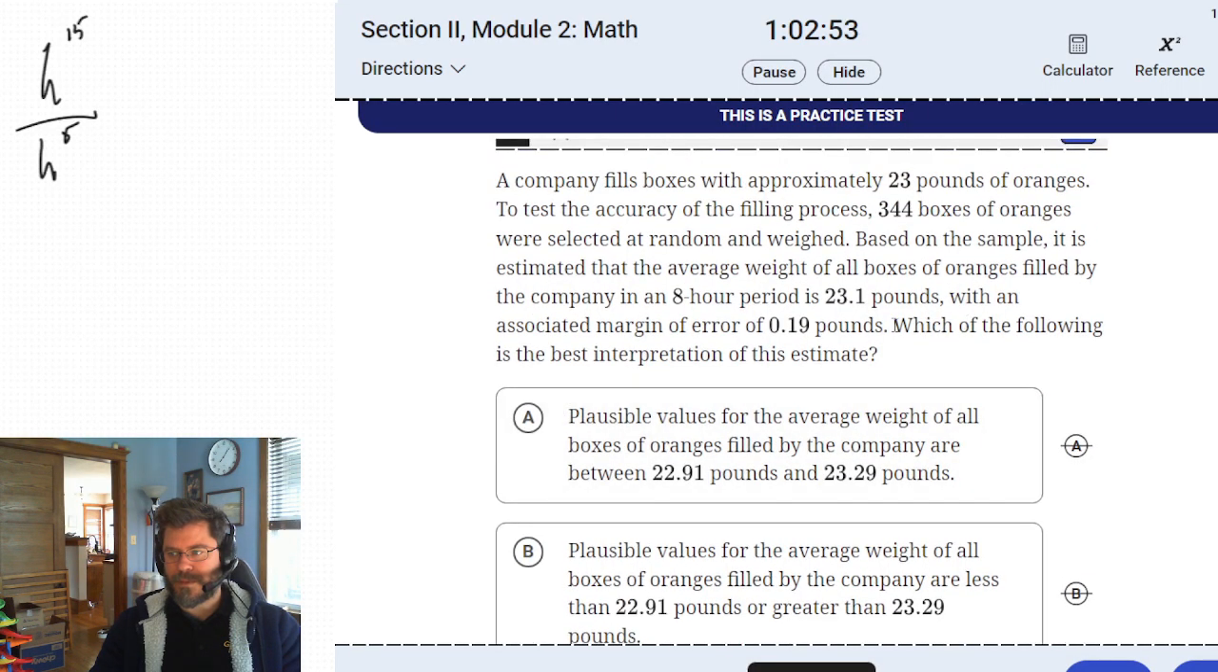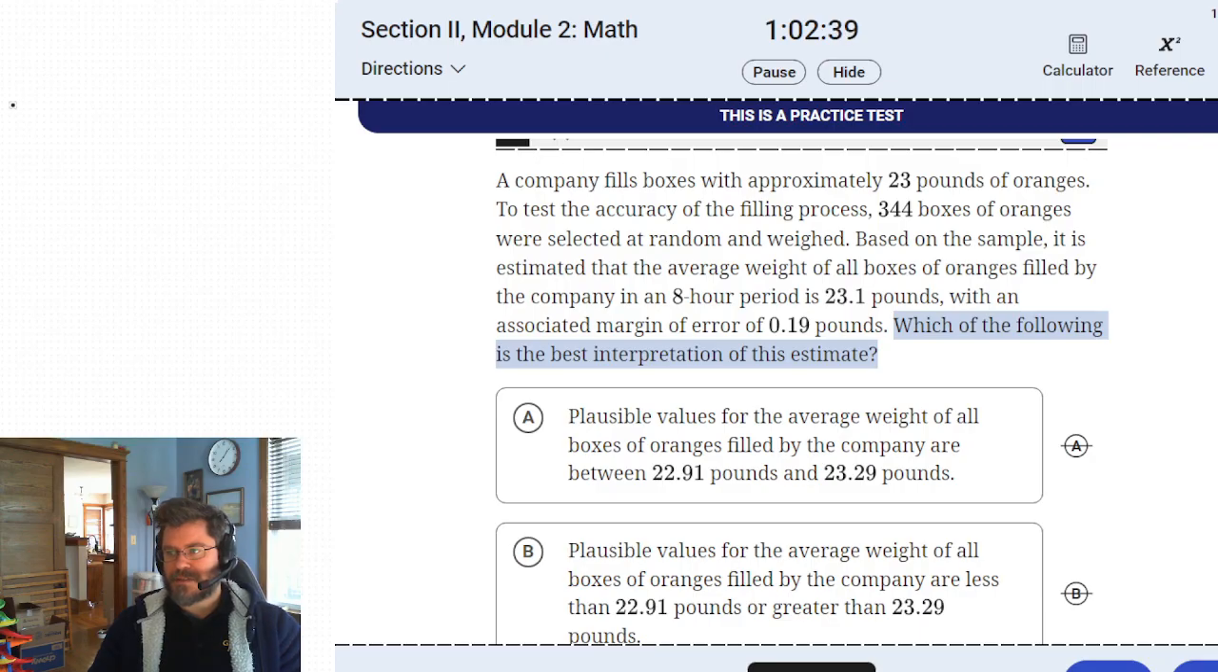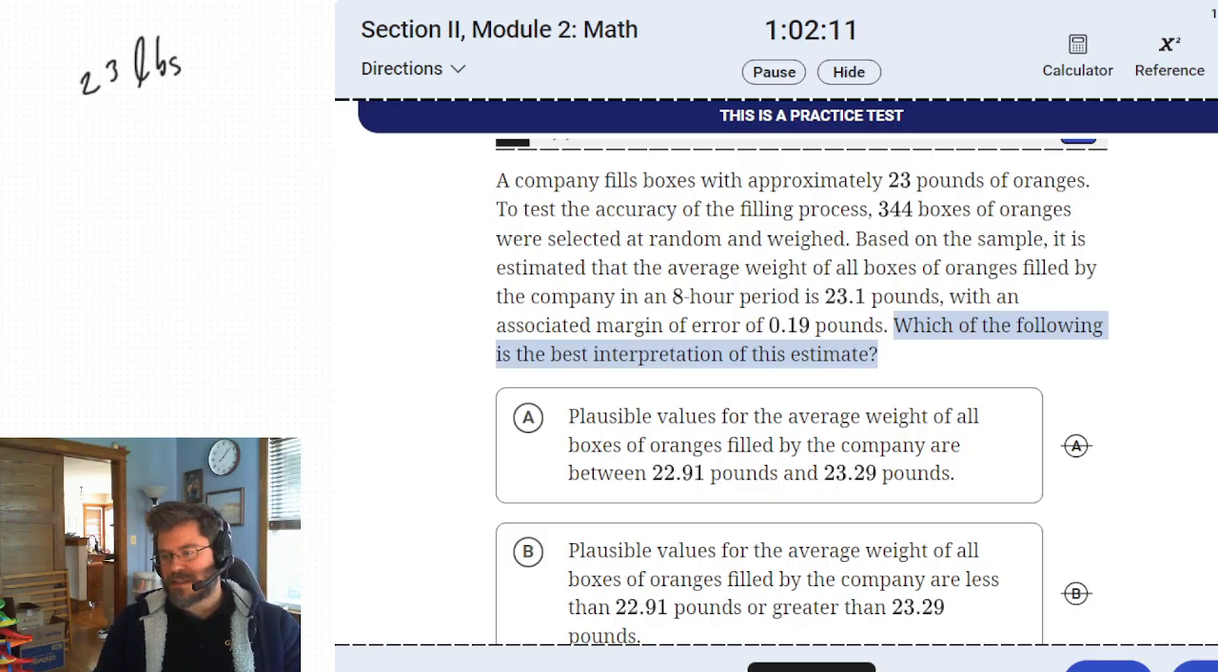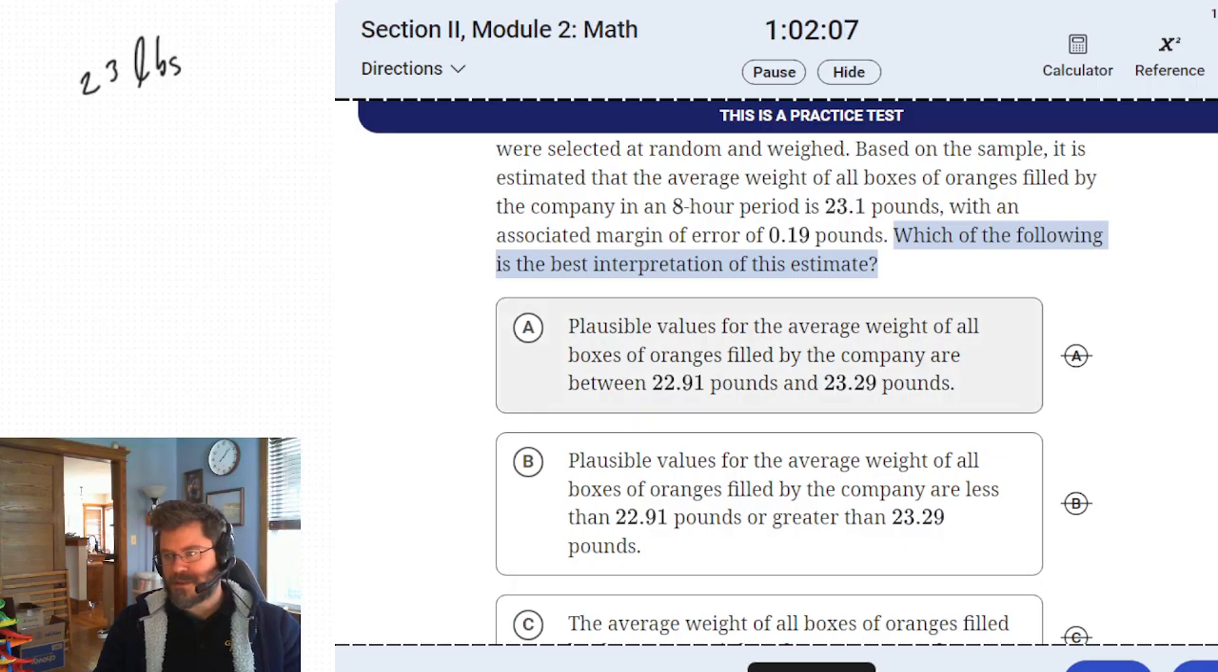All right, we got a big word problem. Remember, the strategy here is to jump to the end of the text and read the question first. Which of the following is the best interpretation of this estimate? Okay, we got 23 pounds of oranges. To test the accuracy of the filling process, 344 boxes are chosen and weighed. So 23 pounds is the expected weight. We're choosing 344. The estimated average weight of all the boxes of oranges filled by the company in an 8-hour period is 23.1, with a margin of error of 0.19. So it could be as high as 23.29 and as low as 22 point whatever the subtraction of that is. Plausible values for the average weight are between 22.91 and 23.29.